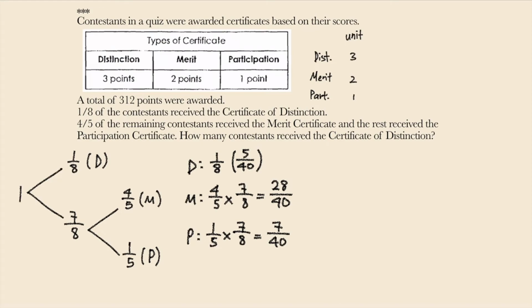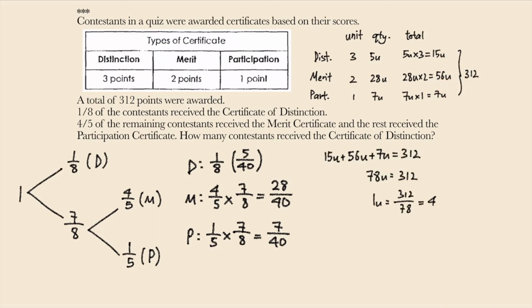So we know that each distinction carried 3 points, merit 2 points, and so on and so forth. And we are told that there are 5 units of distinction winners, and so on. That means this is 15 units, 56 units, 7 units, and that represents 312 points in total. So pretend these are 5 students. If each of them scored 3 marks, you get 15 marks. Unfortunately, these are not 5 students. These are 5 units of students. We don't know how many that is. But we do know everything here adds up to 312 points.